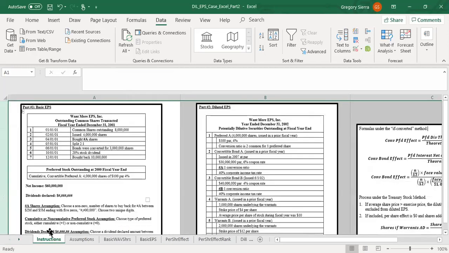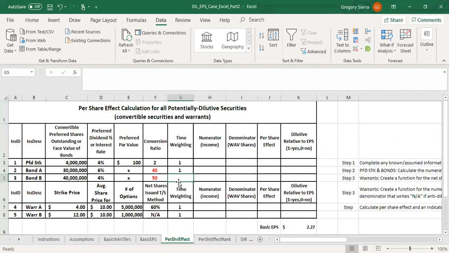So the time weighting is, let's see what we have here. We go back to the instructions, and it tells you that bond B is issued on 6/1. If it's issued on June 1, that means there are 7 months remaining. So this is going to be 7/12, and in the prior one you learned how to format that as a twelfth.